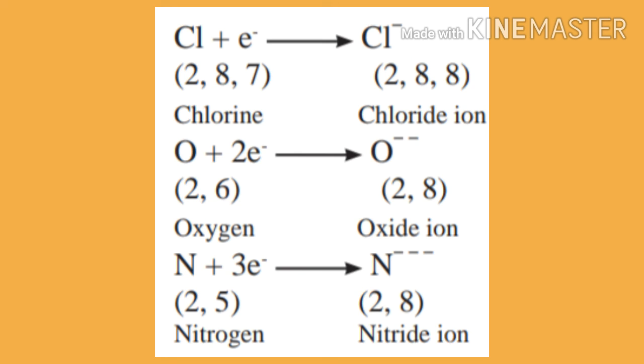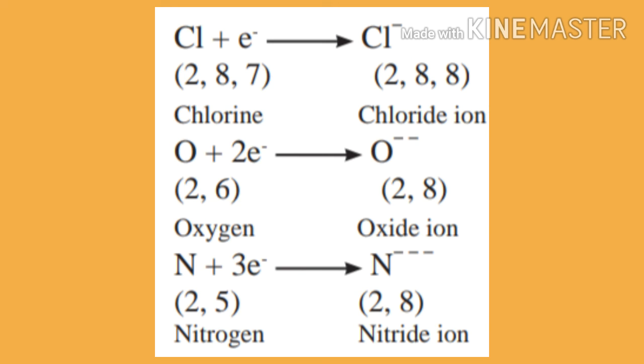Next oxygen. Oxygen configuration is 2, 6. Means oxygen requires 2 electrons to complete the octet. So it receives 2 electrons and it forms oxygen anion, that is O 2 minus. The configuration is 2, 8.